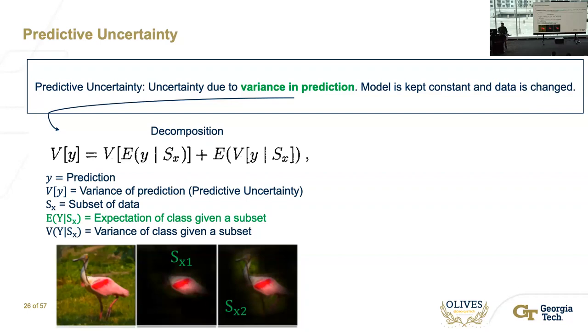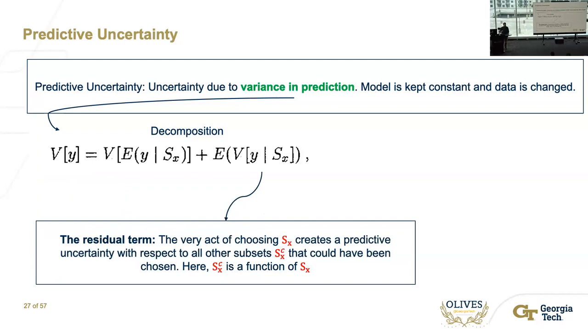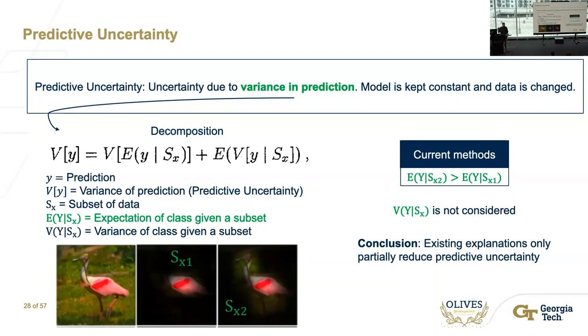I'll talk about the left one a little bit, but the right one is essentially that the act of choosing Sx creates a predictive uncertainty with respect to all other subsets. So by picking a few features, we are creating an uncertainty within the network that is not explored at all. Let's say that Sx1 and Sx2 were explanations. Grad-CAM is giving me Sx1, and there's another methodology called Grad-CAM++, which is giving me Sx2. Both of these are explanation methods that pick highlights or features within the image in order to show why the network predicted a certain class.